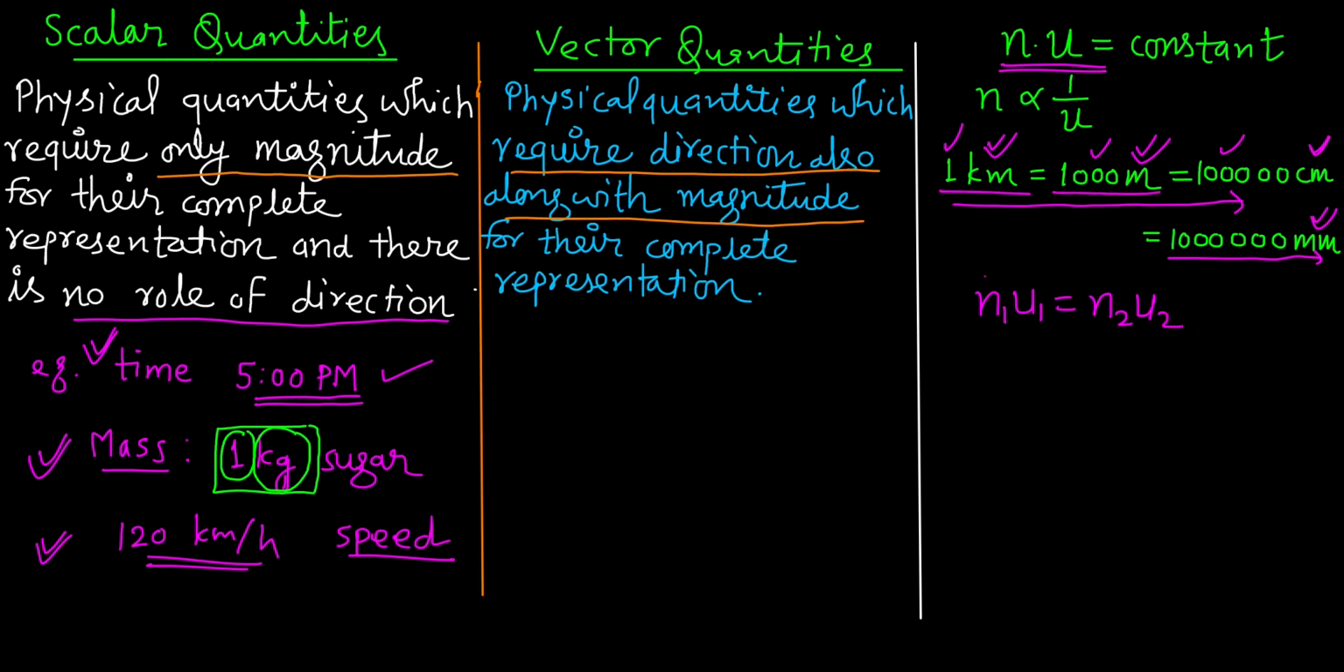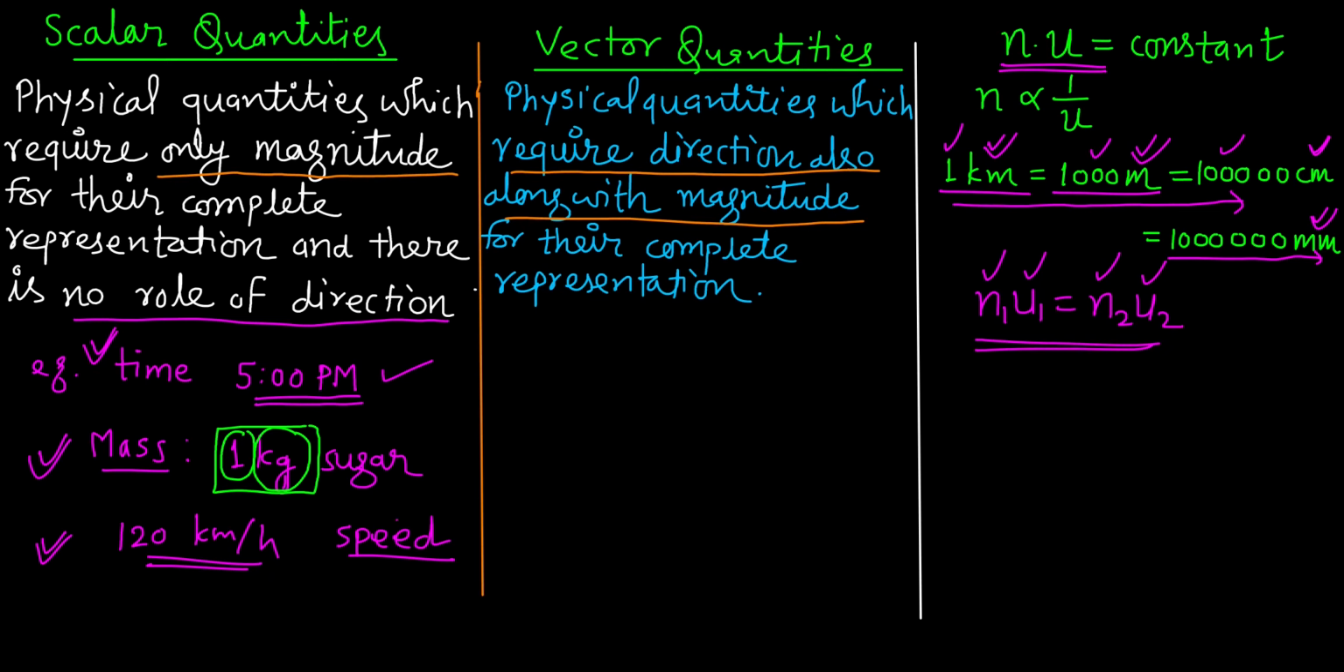So n1 is the numerical value in the first unit, u1 is the first unit, n2 is the numerical value in the second unit, u2 is the second unit. So this product will remain constant, and we will see in coming lectures how we can use it in dimensional analysis. So I am leaving it here only.